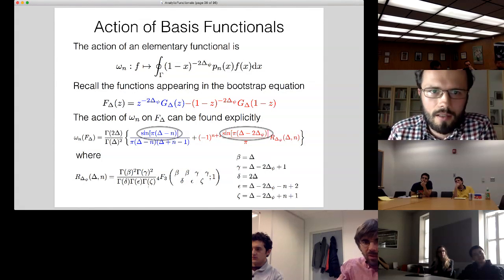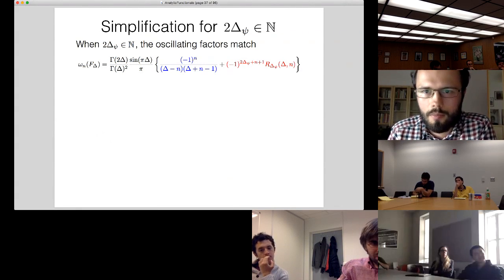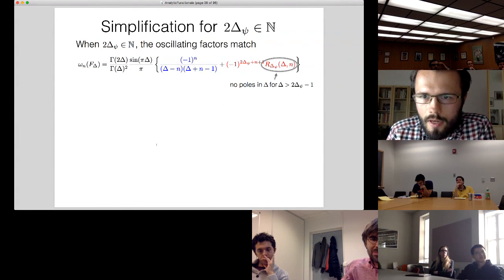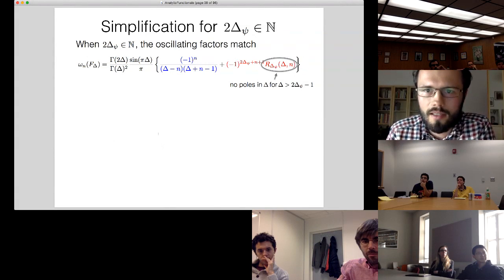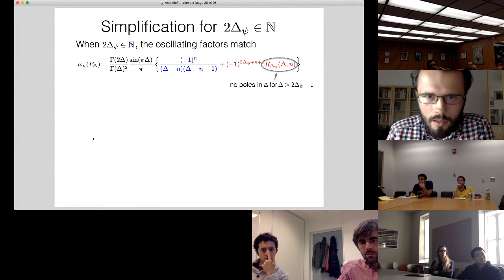As I already said, in that case, the oscillating factors are in phase. We can take them out. And then in the curly bracket, we just have this simple rational function and the function R, which is related to the crossing kernel. An important observation is that the function R as a function of delta has no singularities for delta greater than 2 delta psi minus 1. So the only pole or singularity in the curly bracket in the region above 2 delta psi minus 1 can come from the blue term.